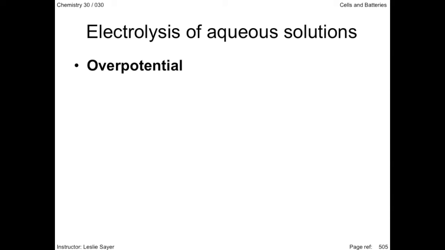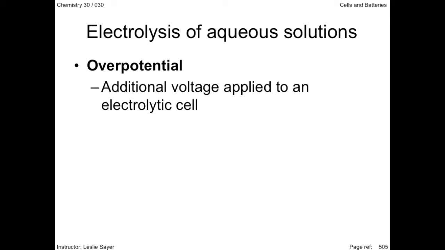I say this because your textbook talks about overpotential. In an actual lab setting, the application of the calculated standard potential difference for the electrolysis of an aqueous solution where water is being either oxidized or reduced would not be sufficient to drive the reaction. Therefore, an added potential, an overpotential, is applied to the potential difference. There are a number of reasons for this.